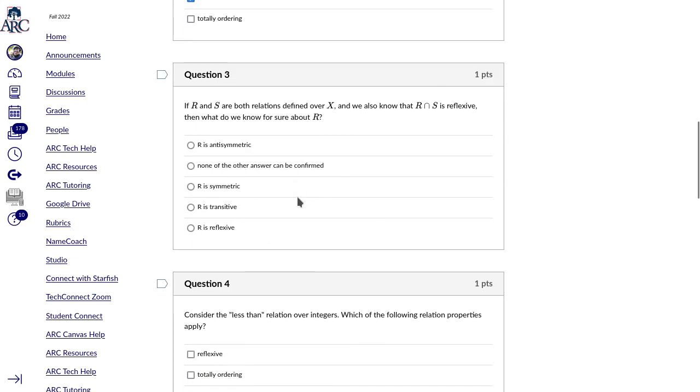Question number 3. R and S are both relations defined over X, and we also know that the intersection between R and S is reflexive. Then what do we know for sure about R? Well, R and S are both relations, and we know that R ∩ S is reflexive. So that means R by itself has to be reflexive. But that's the only thing we know.